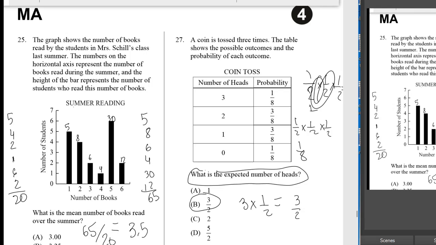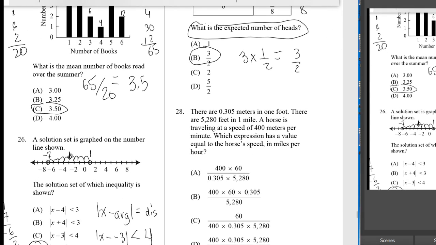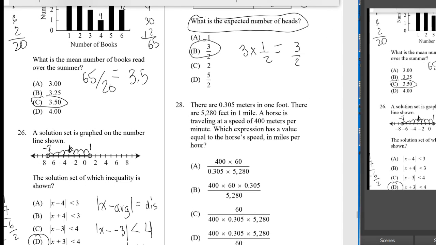So you can sit there and look at this chart, you can analyze the data, but it's as simple as doing that, right? Now, can you actually get 1.5 heads? No, right? But they're asking the expected number, right? That can be a decimal value or a fraction. All right, next one.